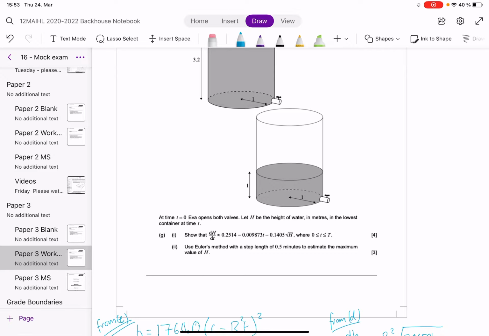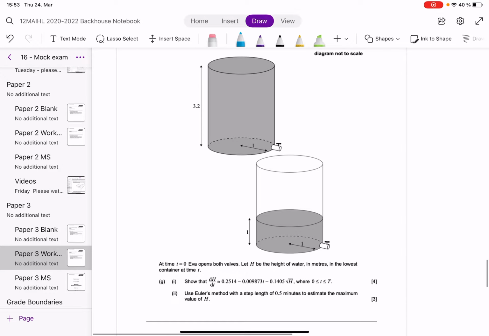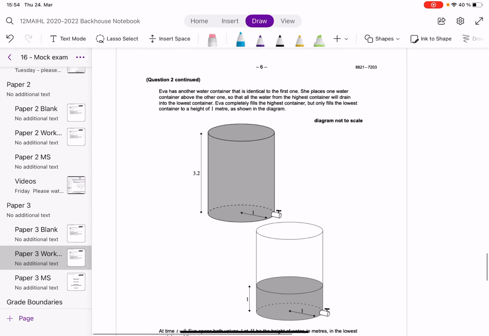So this is a short video just to go through G part I from question 2 of the paper 3 mock. It was not an easy question at all. Those 4 marks are very challenging. It's nice that it was a show that question though, because it meant that if you couldn't do G part I, you could still do Euler's method in G part II, and those should seem like hopefully fairly secure marks, those last 3. So what's going on with G part I?